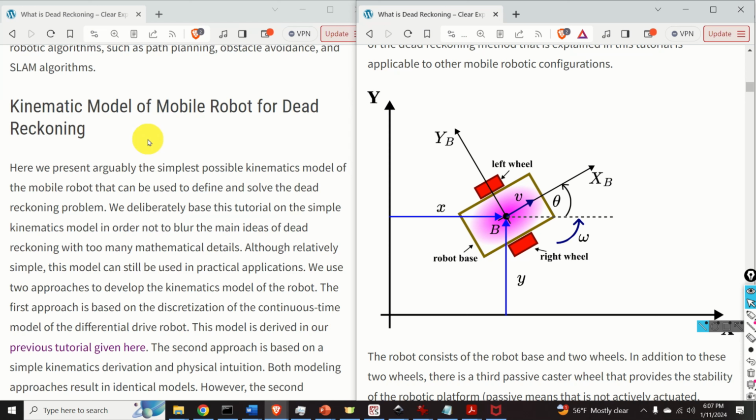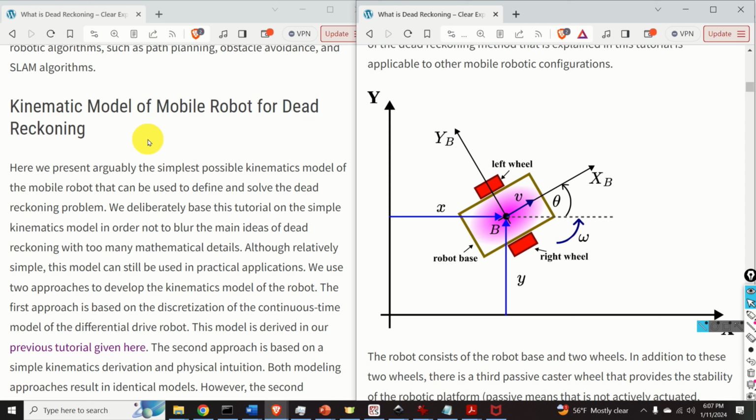Here, we present arguably the simplest possible kinematics model of the mobile robot that can be used to define and solve the dead reckoning problem. We deliberately based this tutorial on the simple kinematics model in order not to blur the main ideas of dead reckoning with too many mathematical details. Although relatively simple, this model can still be used in practical applications.